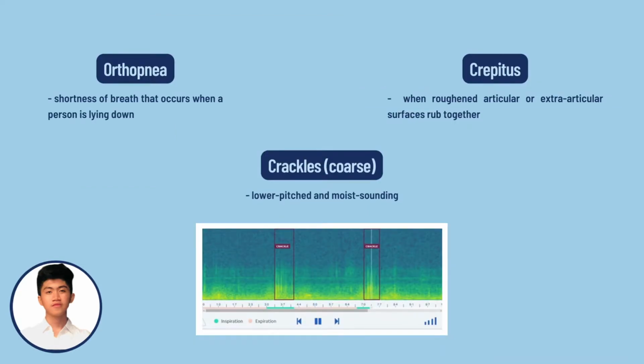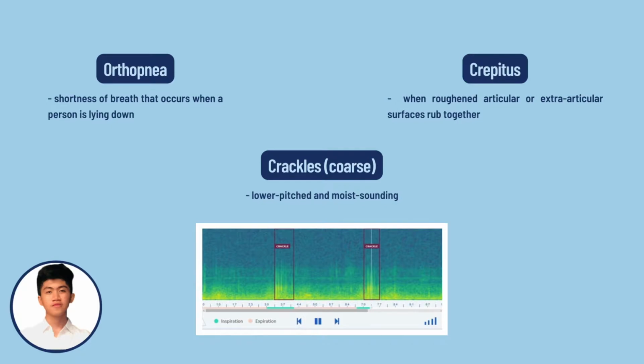Orthopnea. An orthopnea is a shortness of breath that occurs when a person is lying down, but it goes away when they stand up or sit up. Orthopnea is a common sign of heart failure or lung disease, but it can also be caused by a variety of other illnesses. Crepitus. When roughened articular or extra-articular surfaces rub together, it's called crepitus.